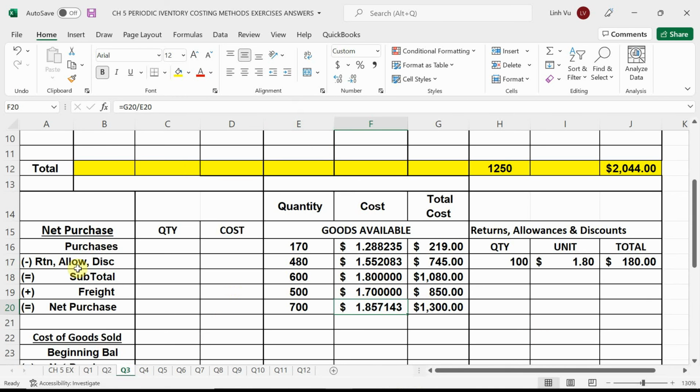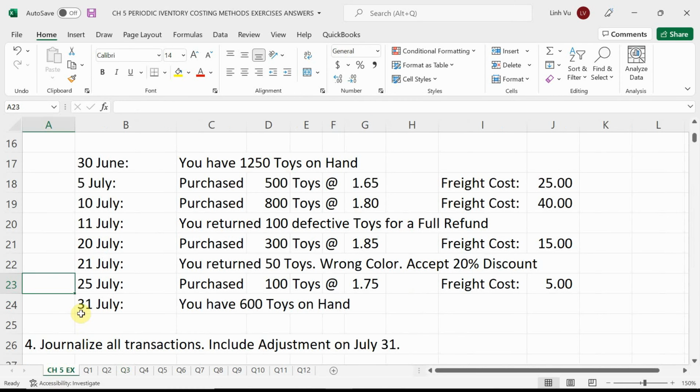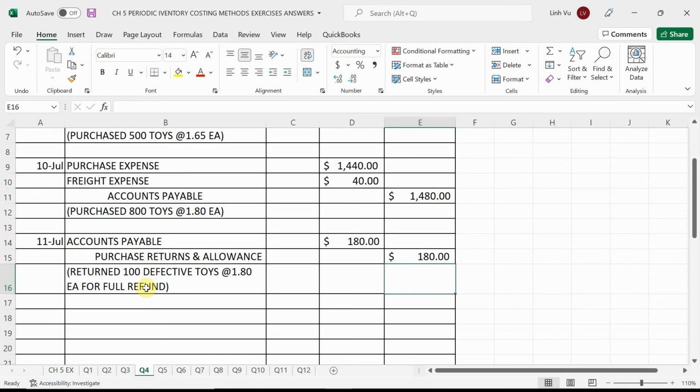All right. So then let's see what happened next. July 20th, we end up purchasing 300 toys at $1.85 with a freight cost of $15. What do you want to do here? Do you want to journalize it first or post it to the inventory worksheet first? Journalize. Okay, so in this case, we purchased 300 toys at $1.85 with a freight cost of $15. All right. How am I going to journalize this?